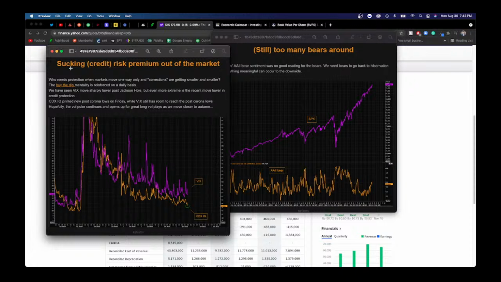Who needs protection when markets move only one way and corrections are getting smaller and smaller? The buy the dip mentality is reinforced on a daily basis. We've seen VIX move sharply lower through Jackson Hole. The CDXIG printed new post-corona lows Friday. That's interesting. So I actually deal with a lot of CDXIGs.